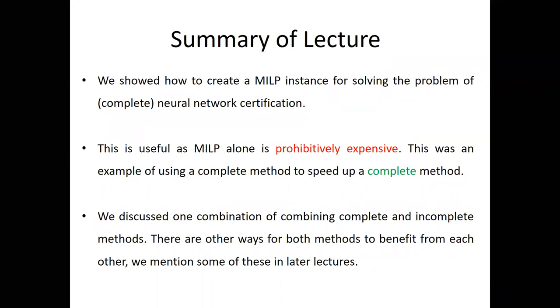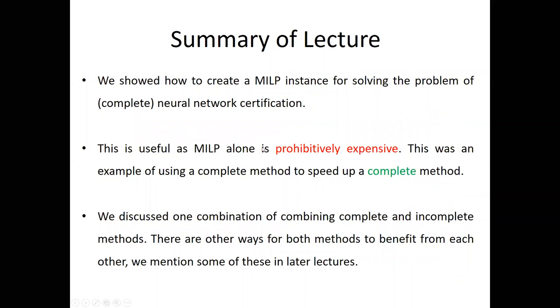Now, generally, because you have this exponential number of splits, in the worst case this is quite expensive. And so hopefully you can use some of these incomplete methods that are fast and cheap to prune some of these instances, right? And so this was an example of using an incomplete method to speed up a complete method, right? So using the box domain abstraction to speed up MILP.